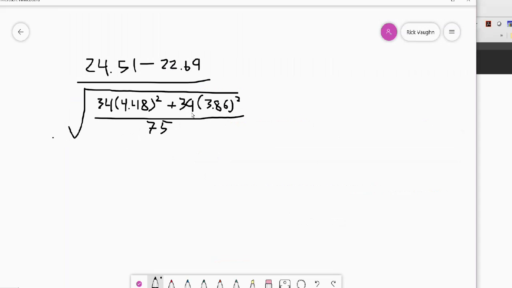So if you just do this with your calculator, I come up with 0.44099. So either way, it should round to 0.44. And that's the answer that I think you should have for an effect size.